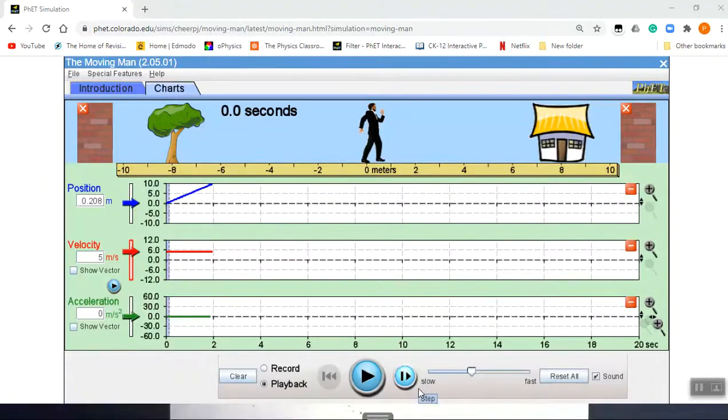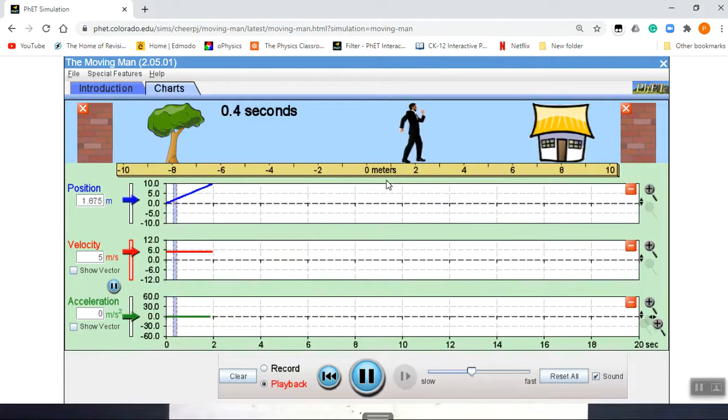In the next scenario, I'm giving the man a constant velocity of 5 meters every second. As we play, we will see that he moves at a constant speed. His velocity time graph is a horizontal line. He is not accelerating, therefore he has 0 acceleration. But his position from where he started is gradually increasing, and therefore we see a diagonal line.